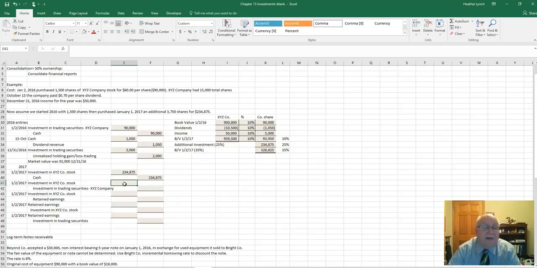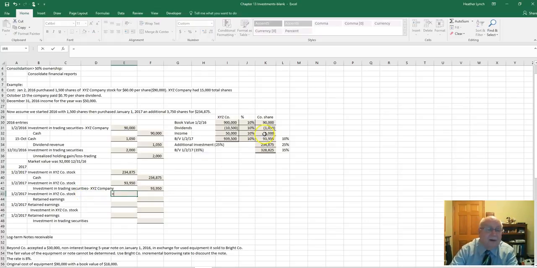Then what we have is the investment in XYZ company, this is to the trading securities. So we have to reduce the trading securities. So that's the $93,950. That's what the value would have been if we had done the equity method. That's what you have to go recalculate. And then what we have is the investment in XYZ company stock. We have, this is for the $5,000.